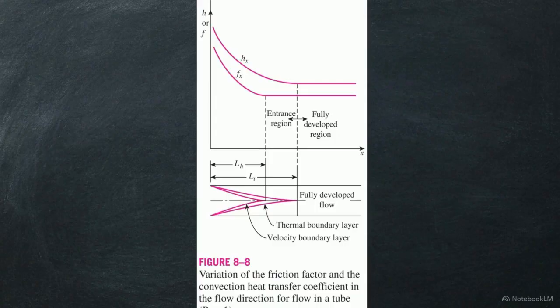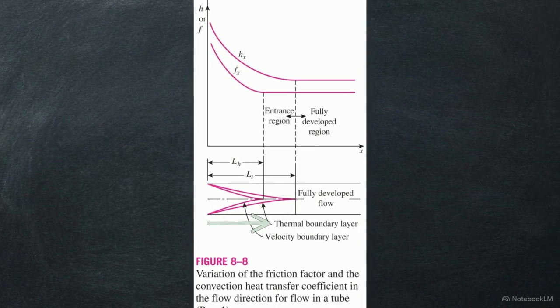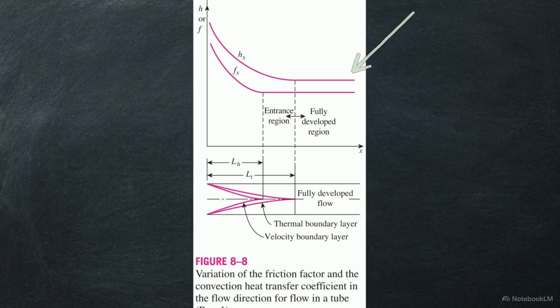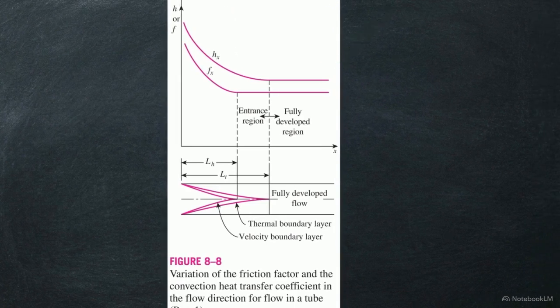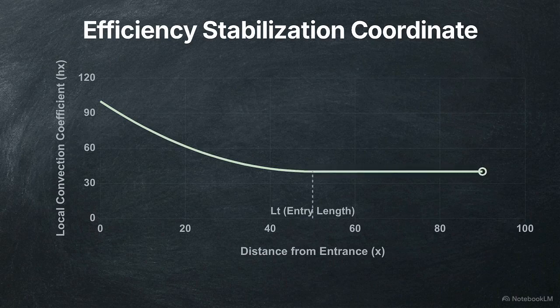This graph maps how the growing boundary layer physically impacts the system's convection heat transfer coefficient, H sub x, along the pipe. At the exact entrance, the boundary layer is paper thin. It provides almost no thermal resistance, resulting in a massive initial spike in the heat transfer coefficient. But as that boundary layer thickens downstream, it acts like an insulating blanket. The coefficient drops steadily until the flow becomes fully developed, at which point H sub x stabilizes into a flat, predictable line. Calculating the entry length, therefore, is about finding the exact coordinate where the system's heat transfer efficiency stops fluctuating and settles into a constant value.